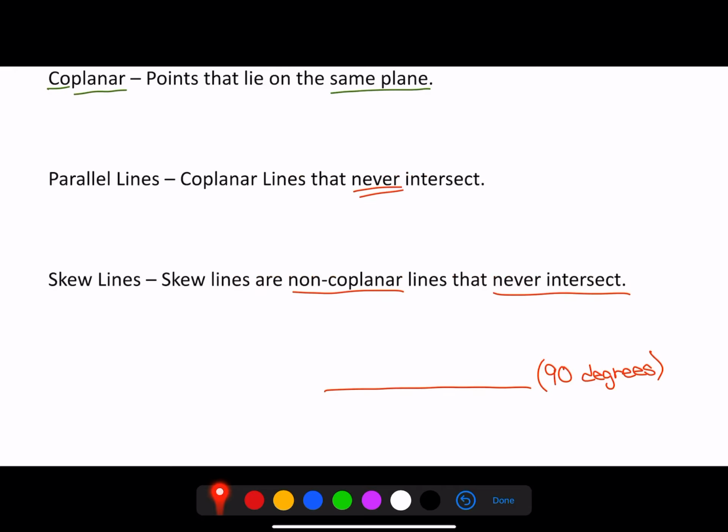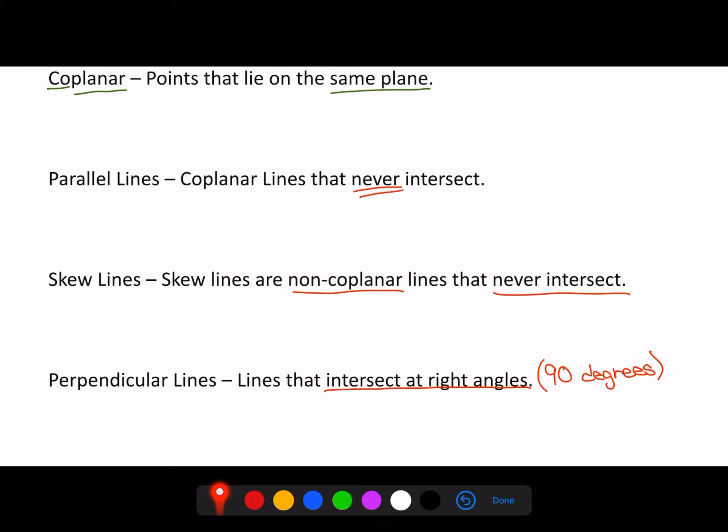All right, next up, we got some definitions for us here. These definitions are extremely important in geometry, and we'll continue using them throughout the year. The first definition that we have is coplanar. Co meaning same, planar meaning plane. So it's points that lie on the same plane. That's what coplanar means. So anytime that I say that we have something coplanar, I'm talking about the points that are on the same plane.